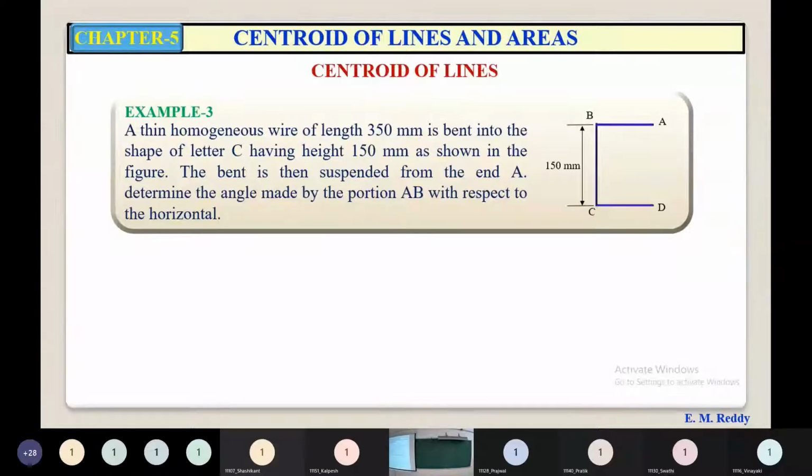Example number 3. A thin homogeneous wire of length 350 millimeters is bent into the shape of letter C having height 150 millimeters as shown. The bent wire is suspended from the end A. Determine the angle made by the portion AB with respect to the horizontal.